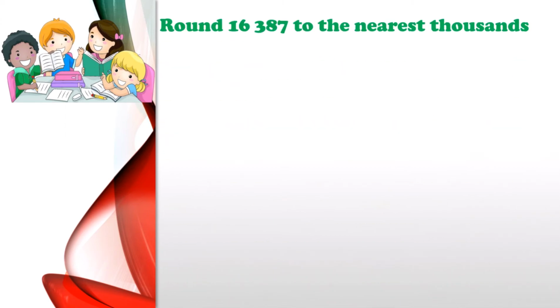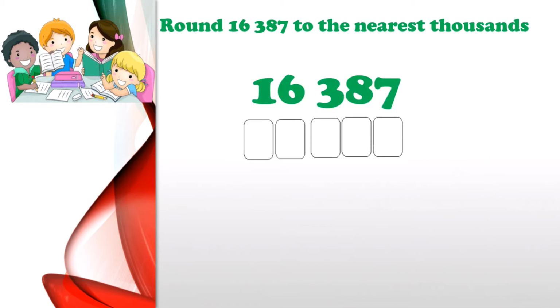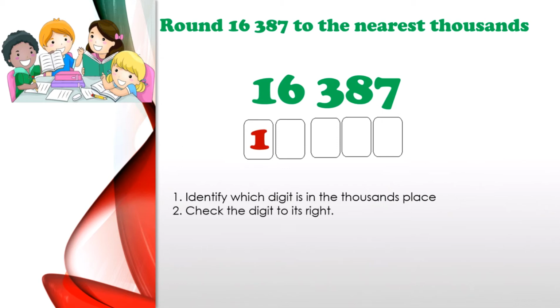Let us have another example. Round 16,387 to the nearest thousands. Let us first identify the number at the thousands place. The number at the thousands place is 6. So, we just have to copy the number at the left of 6, which is 1. Next, let us check the digit to its right.